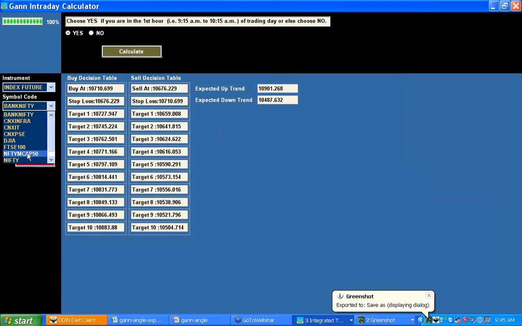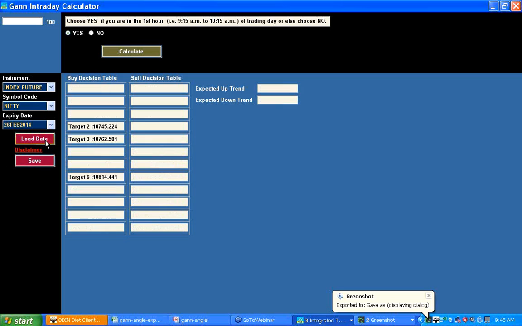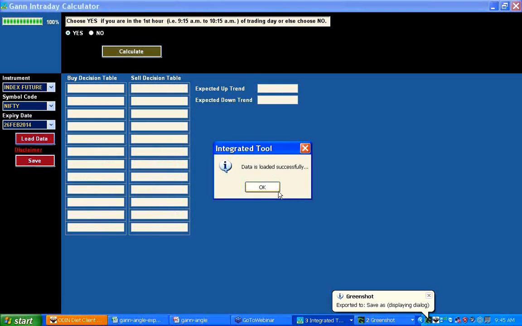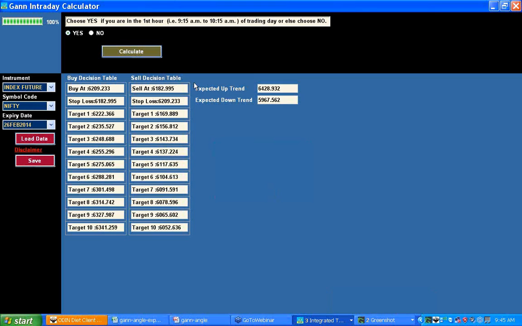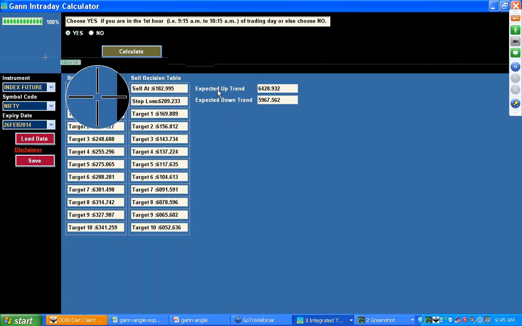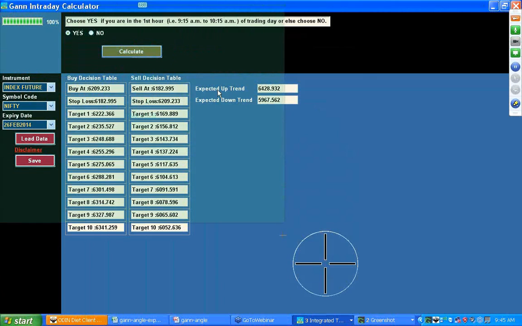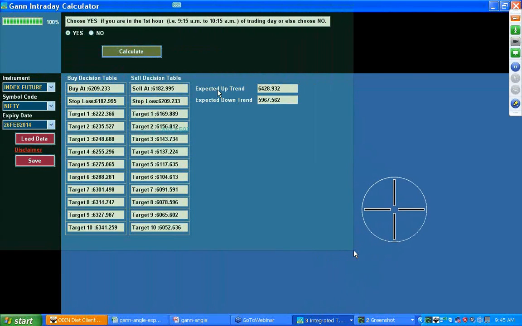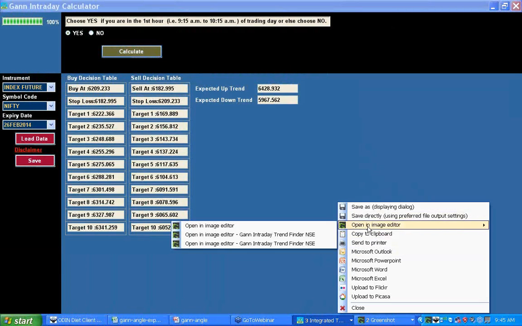Now I'll go for the Nifty in the same way. For 26th February, since only a couple of days are left in January, I'm not going to take January. For that also I have calculated. The trend and the entry point are slightly different, because two different data points are being used.